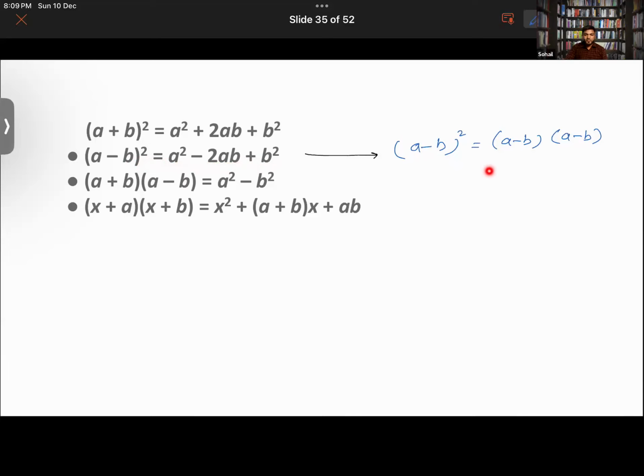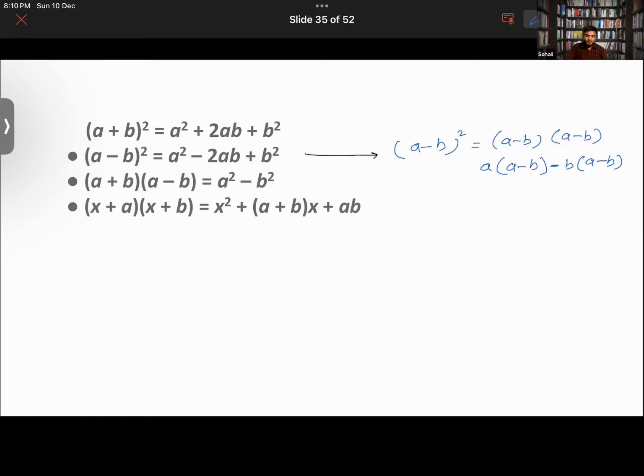Right? So see, you can write it like this. Later on, A will be multiplied with A minus B and minus B will be multiplied with A minus B. If anyone is having any doubt, please do let me know. What do we do? A we multiplied with A minus B, right? And minus B we again multiplied with A minus B.